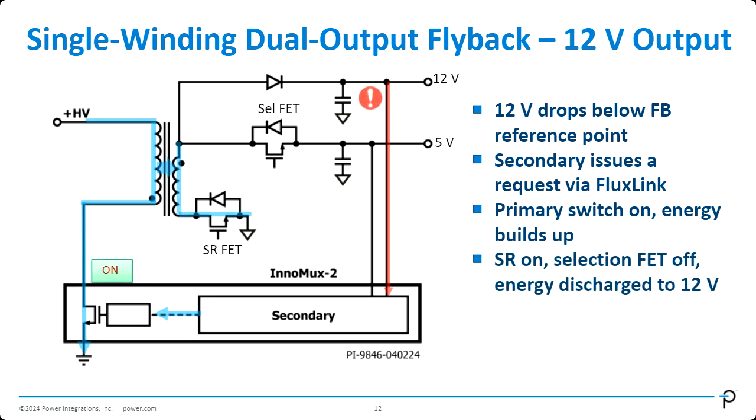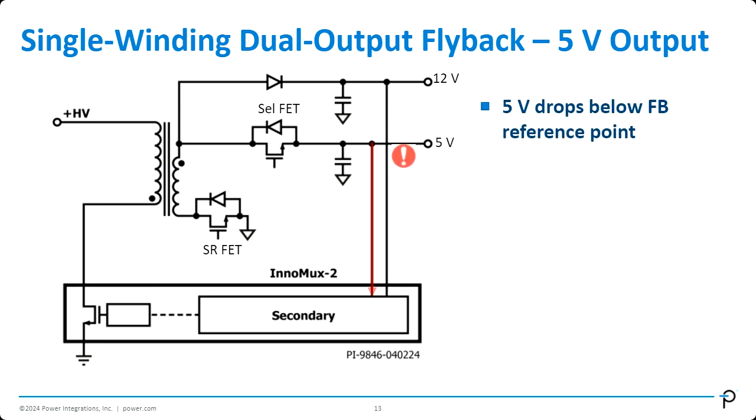Then on the secondary side, I need to make sure the SR FET is on. And afterwards, because I only want to charge the 12 volt, I need to make sure that my selection FET stays off, so that all the energy only goes to 12 volt because that is the only route. So that's my 12 volt being charged, and only 12 volt gets charged.